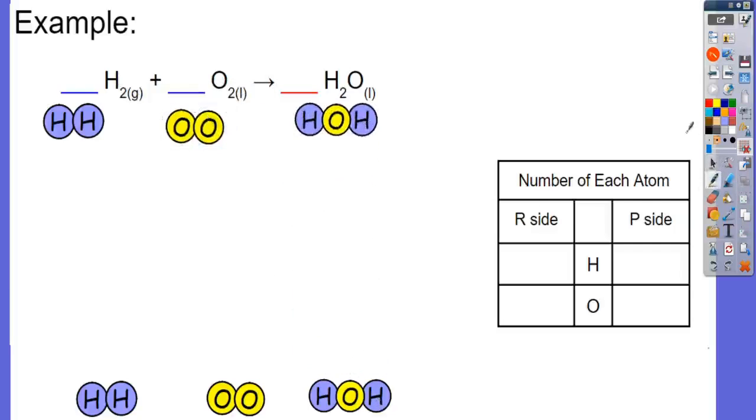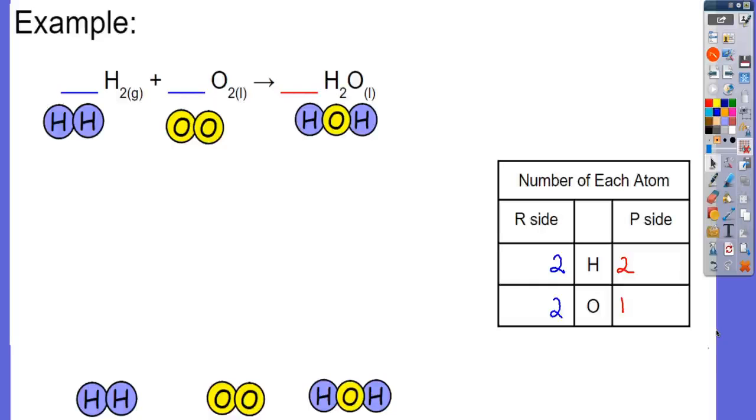So I'm going to start things off by counting up my totals. On my reactant side, I start with 2 hydrogens and 2 oxygens. And then on my product side, I'm going to start off with 2 hydrogens and 1 oxygen. So in our notes, we count our totals. We find out what we need more of. I can see that I need more oxygen. I only have 1 oxygen on my product side, but 2 on my reactant side.